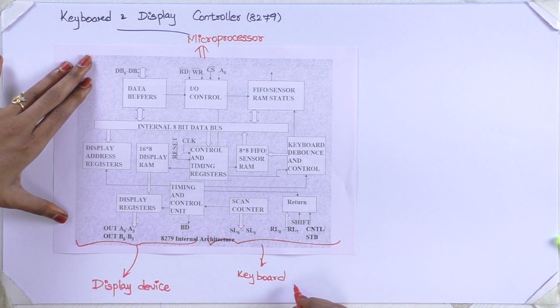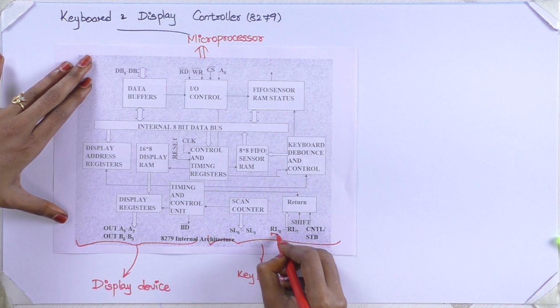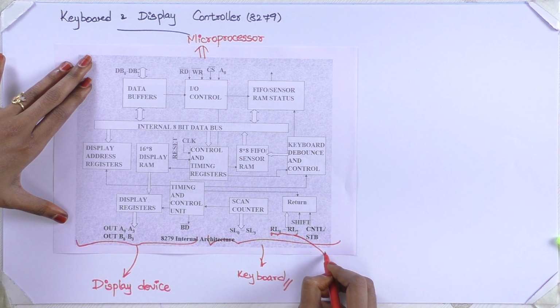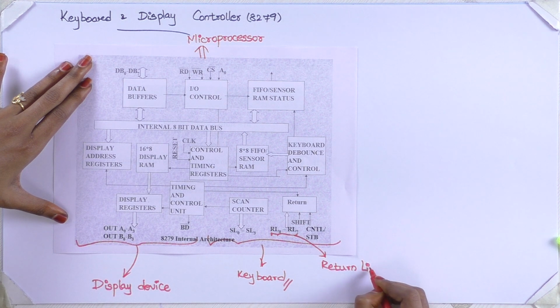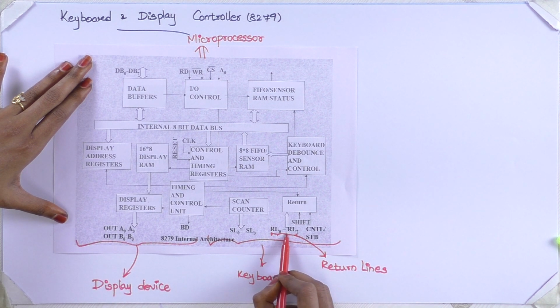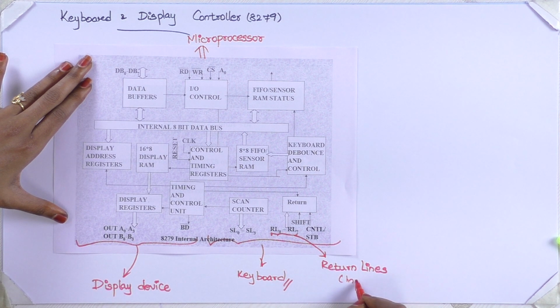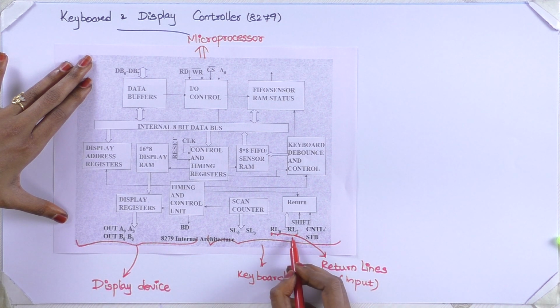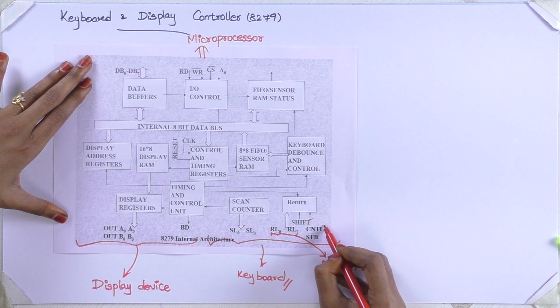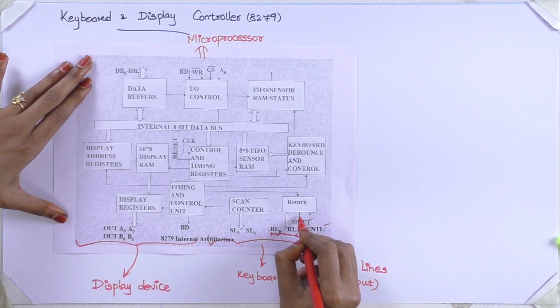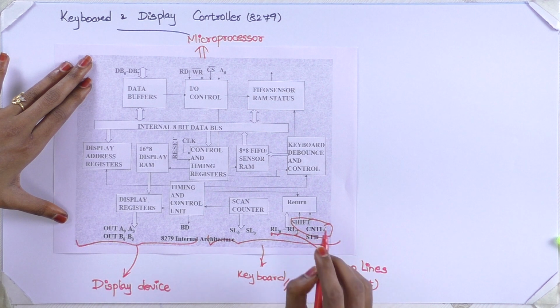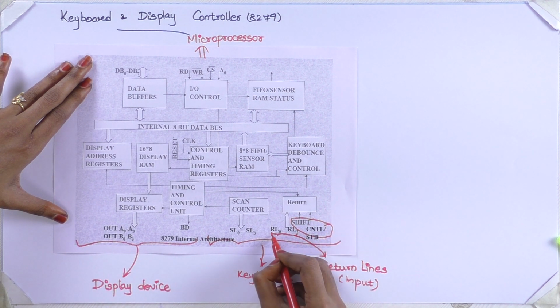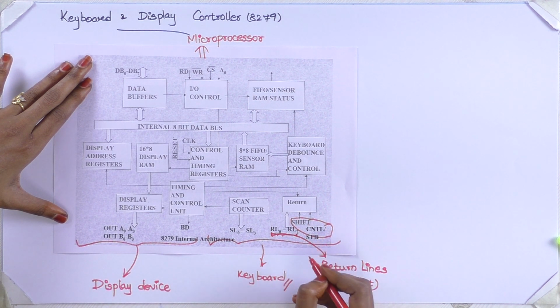So this part is meant for keyboard. Here RL0 to RL7 are known as return lines. These are the input lines. This will get the data from the keyboard, along with the shift and the control key. I will tell you later why this shift and control are used. For now, just remember that. So from the return lines you will get what key has been pressed along with the shift and the control key.